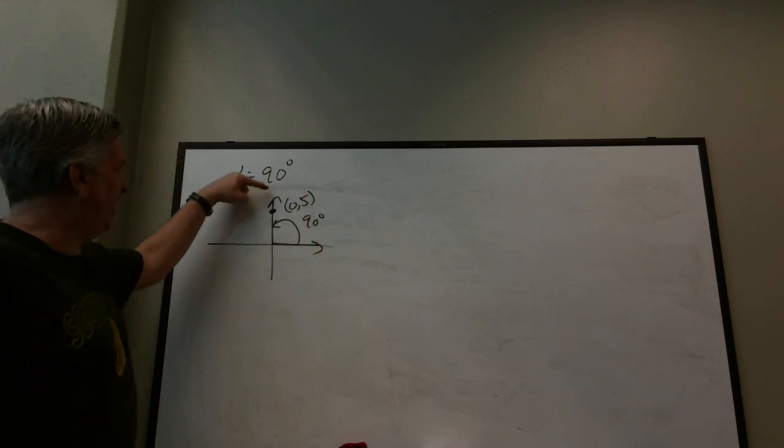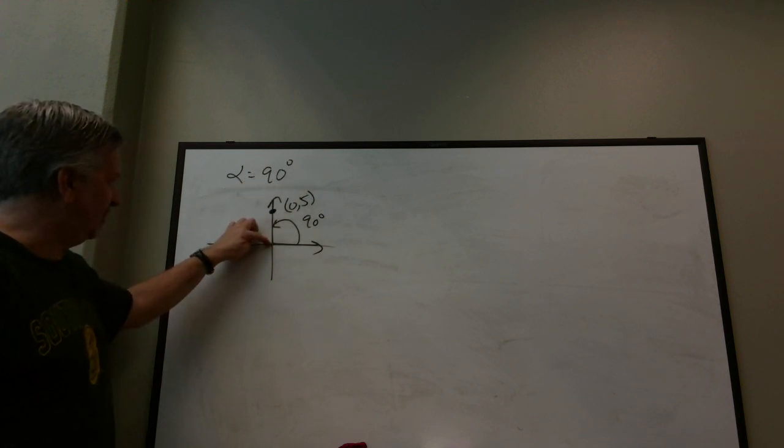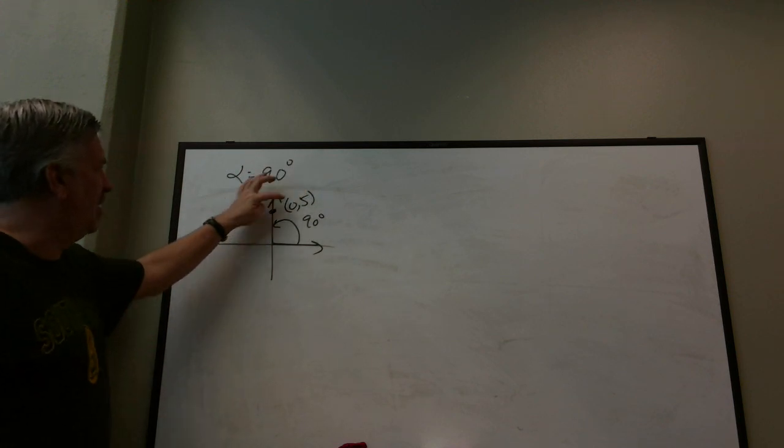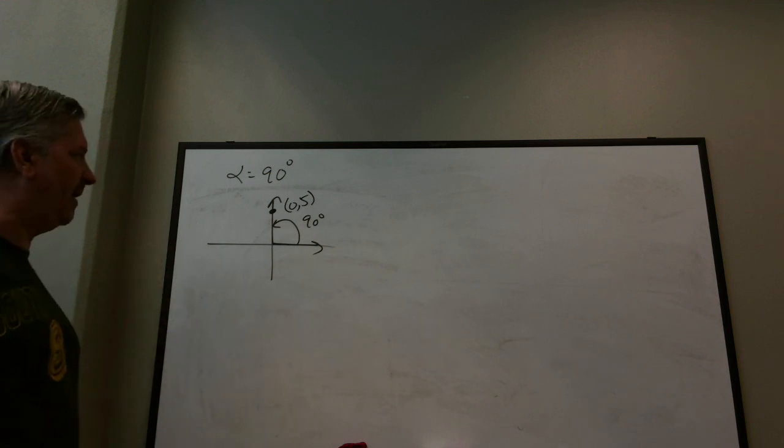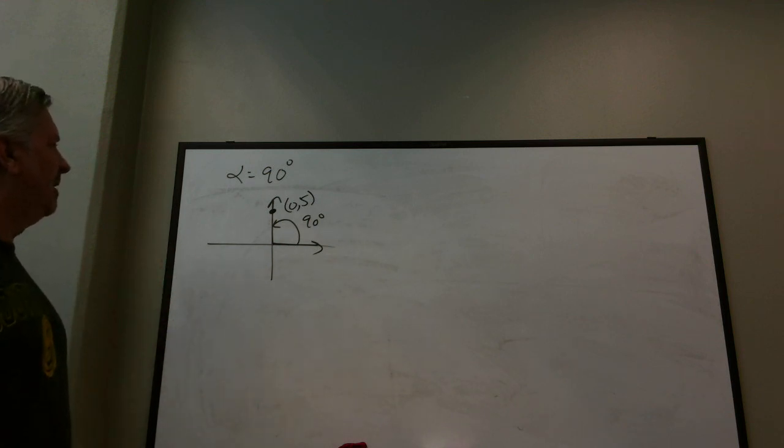Now, you can pick anything, but not 0 and not a negative, right? 0 is here and negative is down here. So 0, any positive numbers. I just pick 5 out of the blue. You can pick anything. Okay?